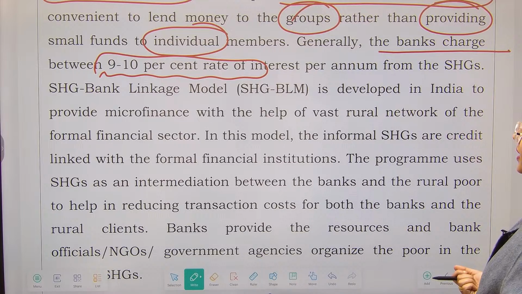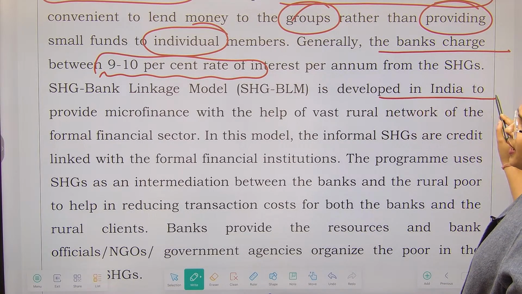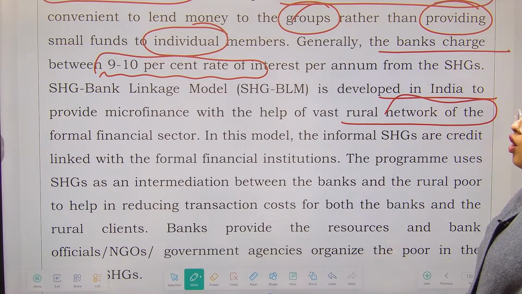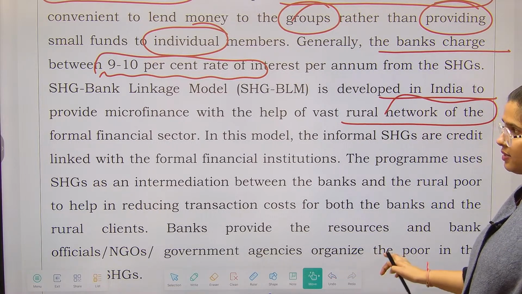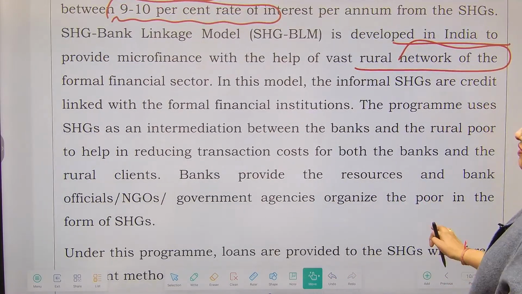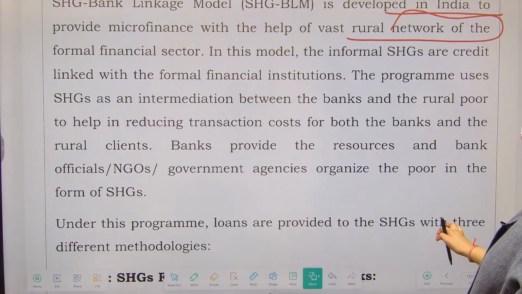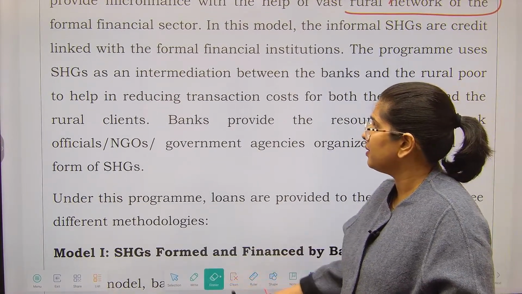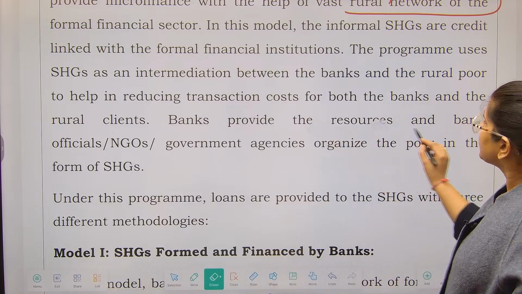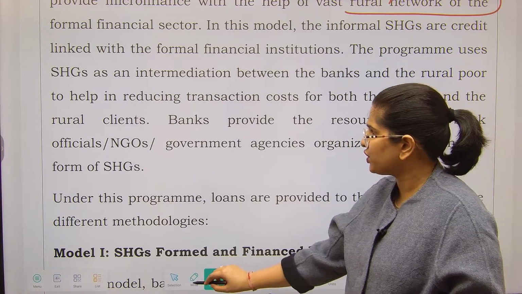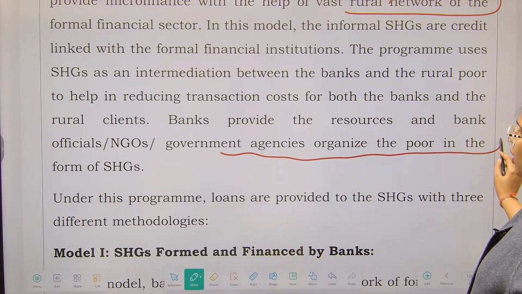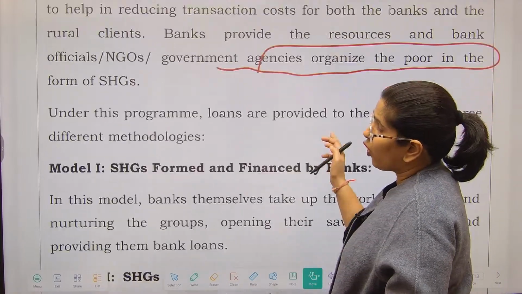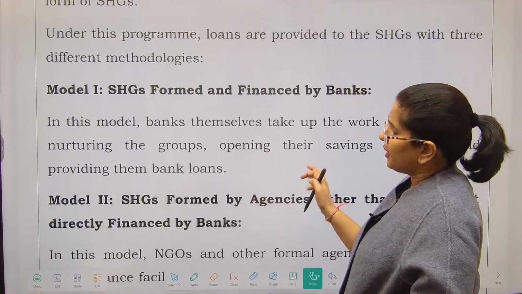Self-help group and the bank linkage model, it is developed in India to provide the microfinance with the help of vast rural network of the formal financial sector. In this model, the informal self-help groups, they are credit linked with the formal financial institution. It uses the self-help group as an intermediation. The bank provides the resources, and the bank officials, NGOs or the government agency, they organize the poor in the form of self-help groups. Now there are few models in it as well, right?